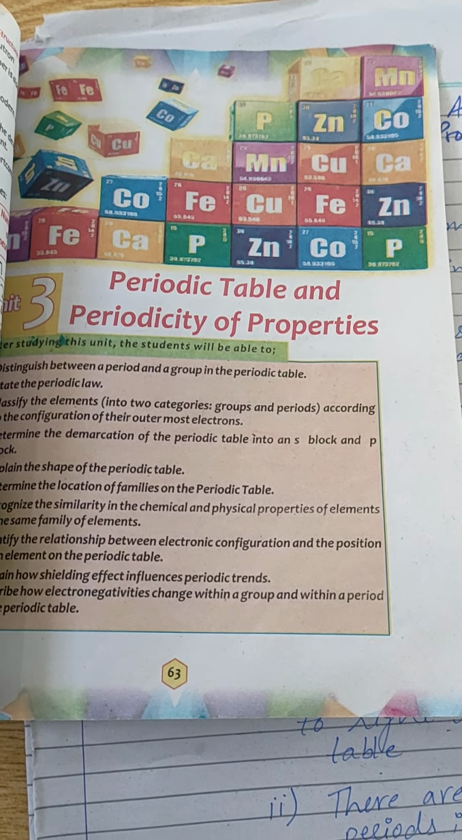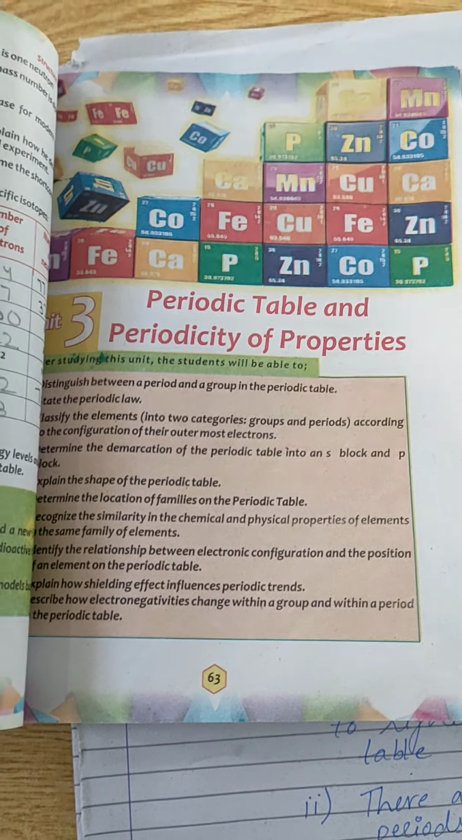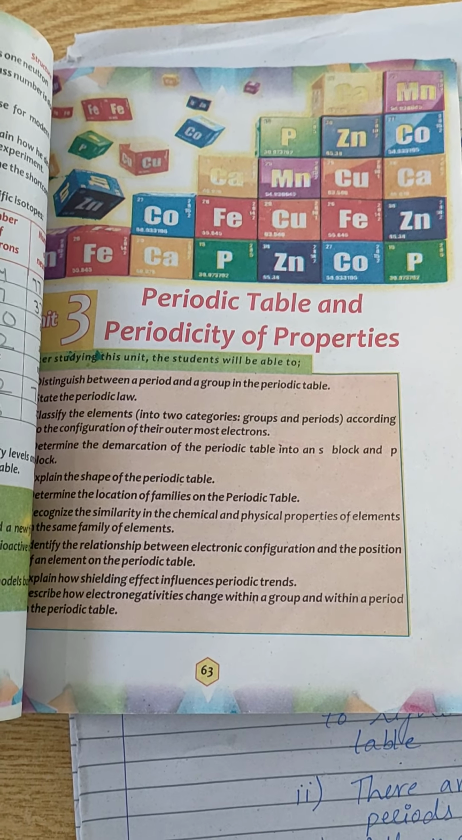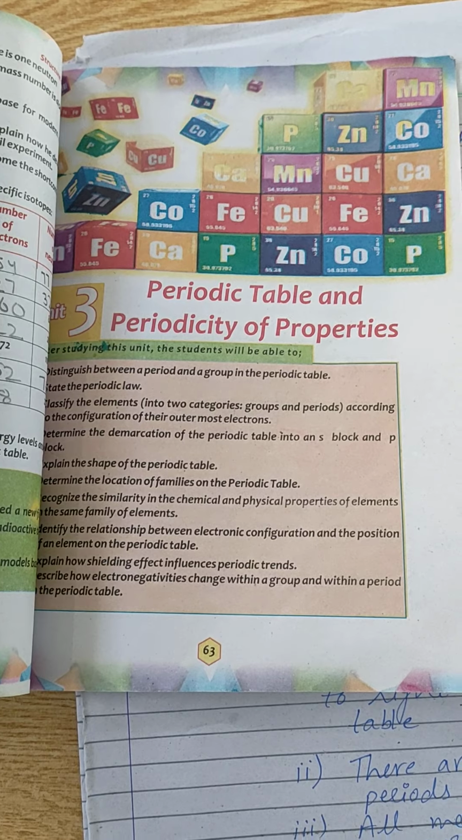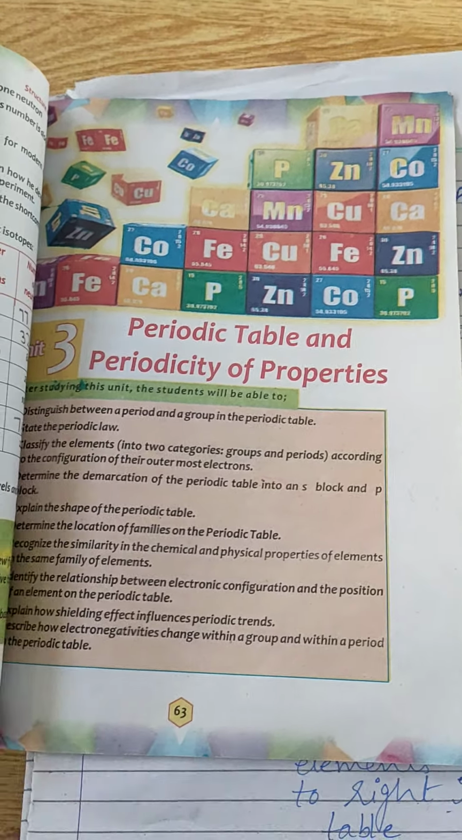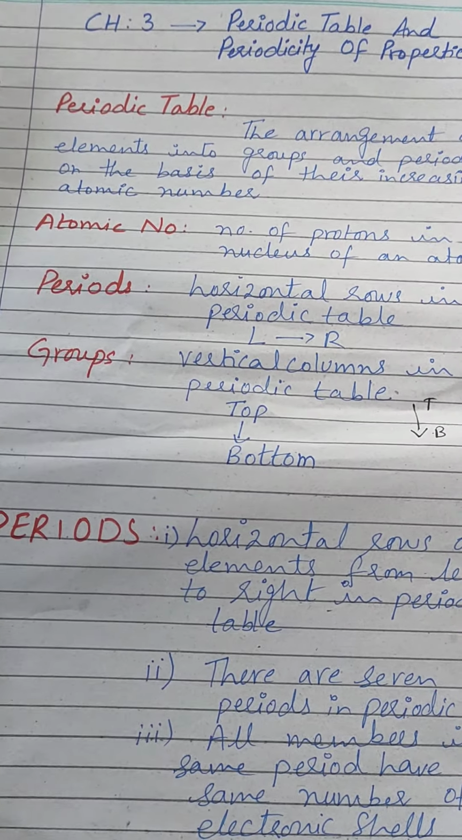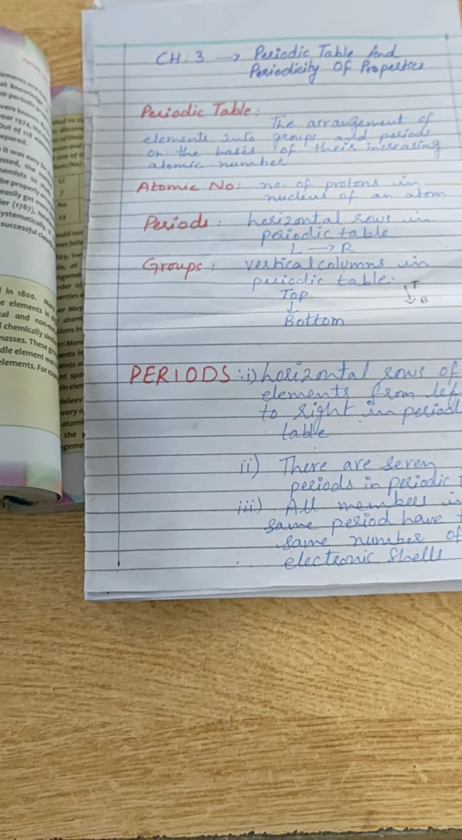Assalamu alaikum students. In today's online class, we discuss the main definitions which are included in this chapter, and these are the definitions of periodic table, groups, periods, atomic number. As well, we discuss the periods in detail.